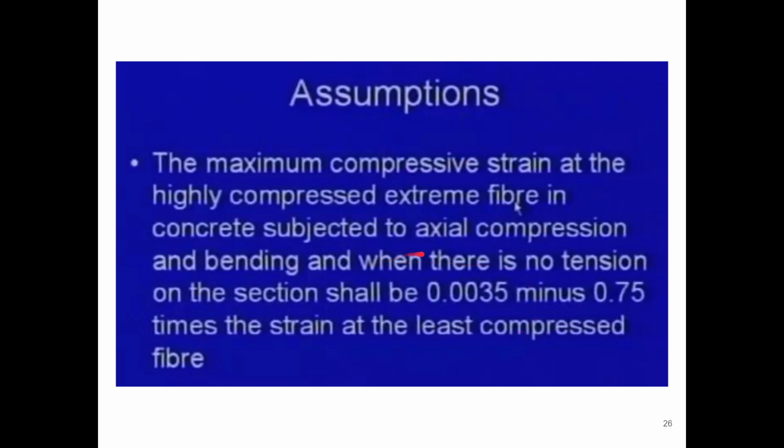Okay, so in case of beam, if you remember, there was no concept of axial compression, only flexure or bending was there. But in case of columns, there are mainly these two factors, both flexure and axial compression. So in case of columns, because these two are there, definitely the extreme fiber strain in concrete will be lesser than 0.0035. And how much lesser? It will be 0.0035 minus 0.75 times the strain at the least compressed fiber.